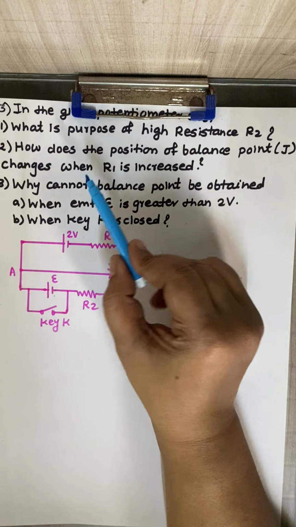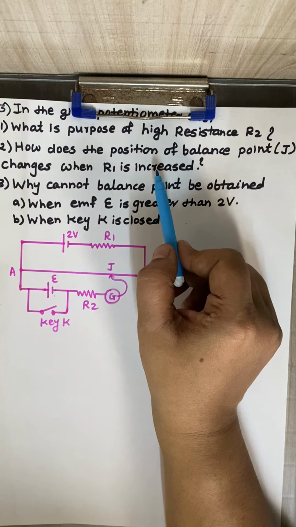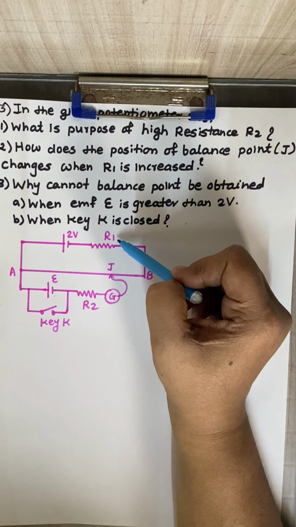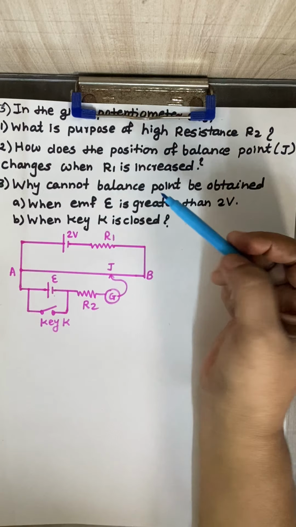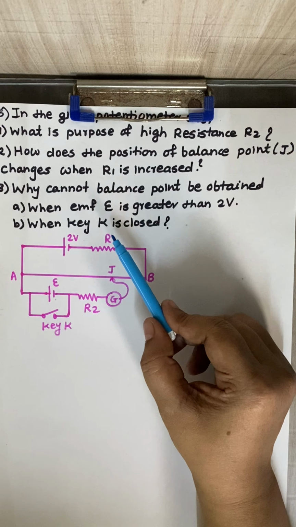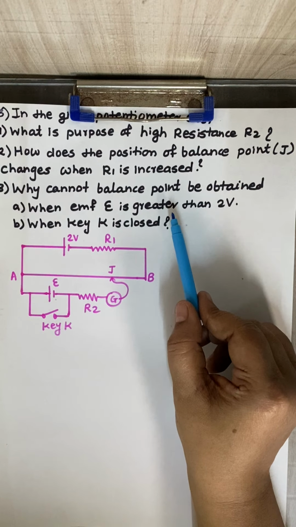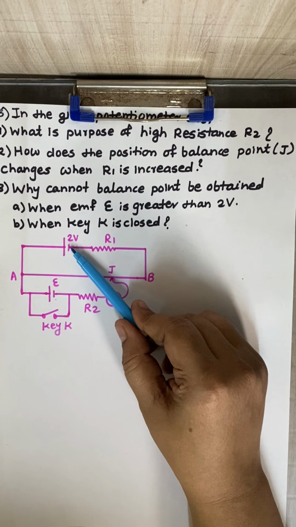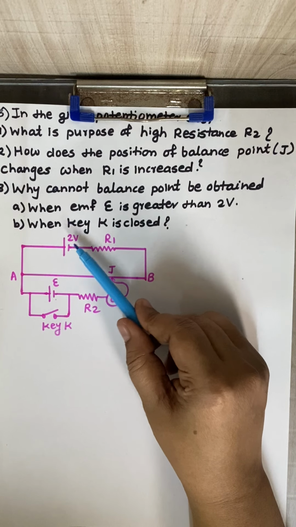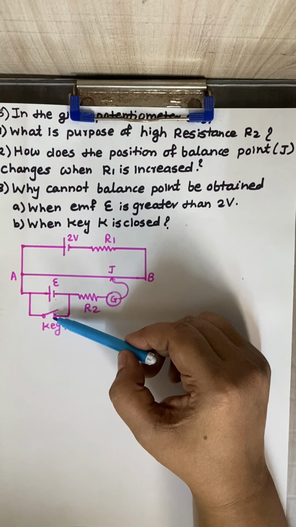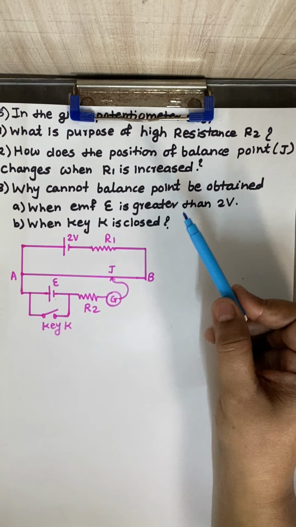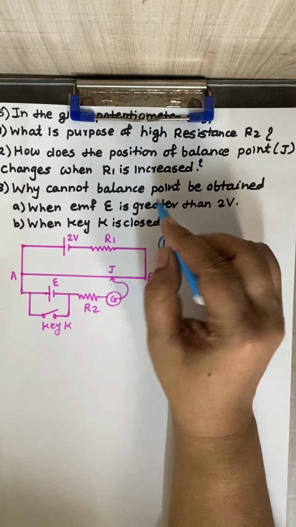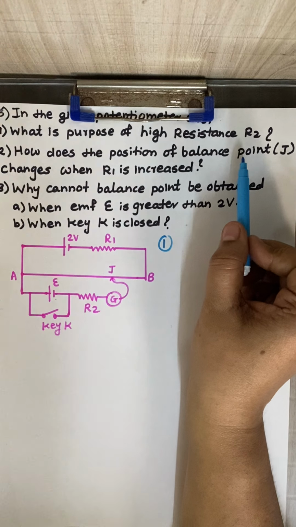Second question they have asked: how does the position of the balance point J change when R1 is increased? When R1 is increased, what will happen to the balance point? And they have asked why a balance point cannot be obtained when the EMF E is greater than 2 volt. And another question: when the key K is closed, why is the balance point not obtained? Let us go for the first solution.